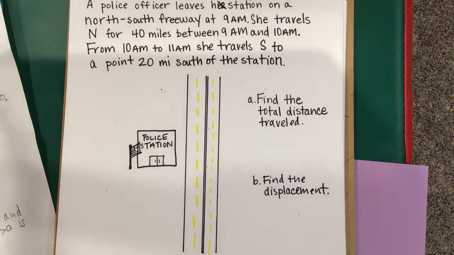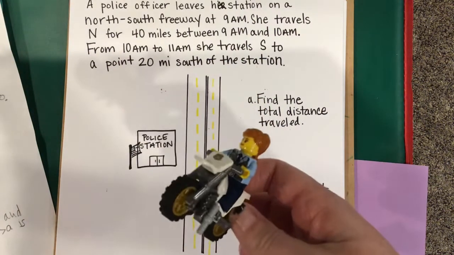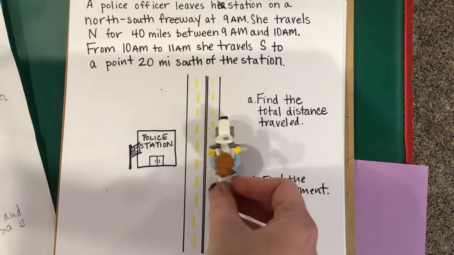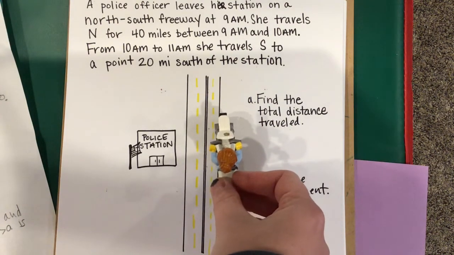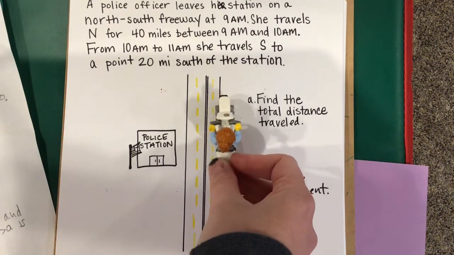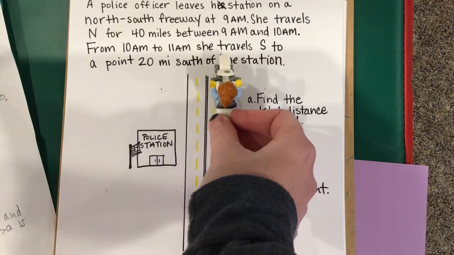So here we go. We have our police officer here. She's a motorbike police officer. So she's starting at the police station, and she is traveling north between 9 a.m. and 10 a.m. for 40 miles.